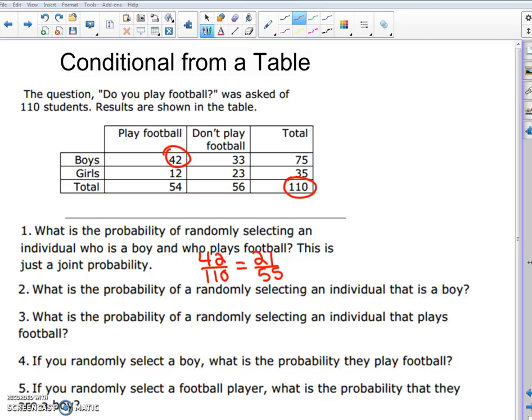Alright, number 2, what is the probability of randomly selecting an individual that is a boy? So all we care about is if they're a boy. So we're going to take a look up here. We've got boys. The total number of boys is 75. So there's going to be 75 out of 110 that are boys. And that again reduces to 15 over 22.